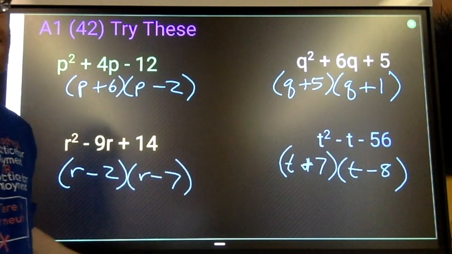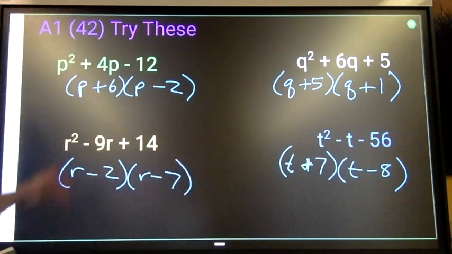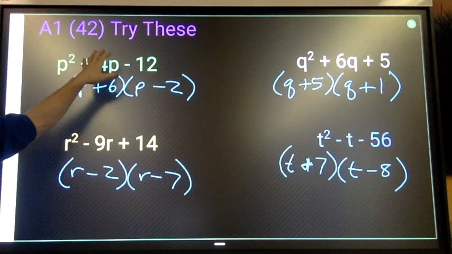The other way is to go back to your multiplication strategies. You can multiply the factors back together. You should get what you had originally when you do that.